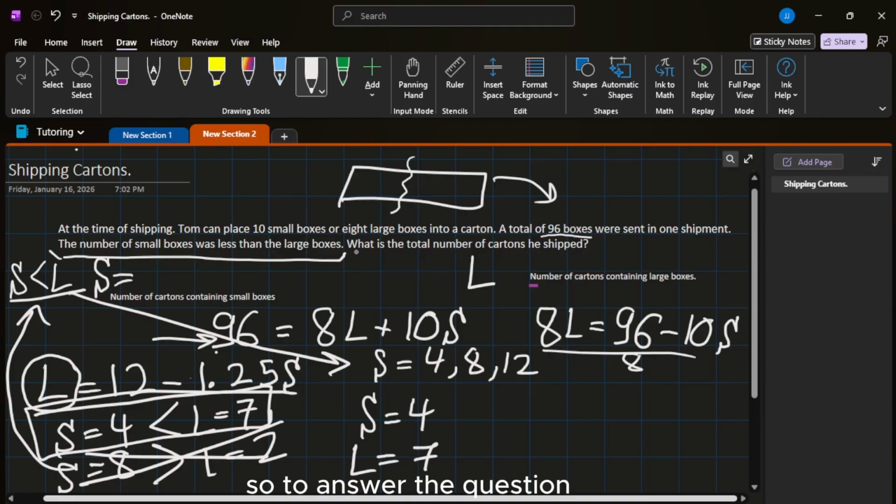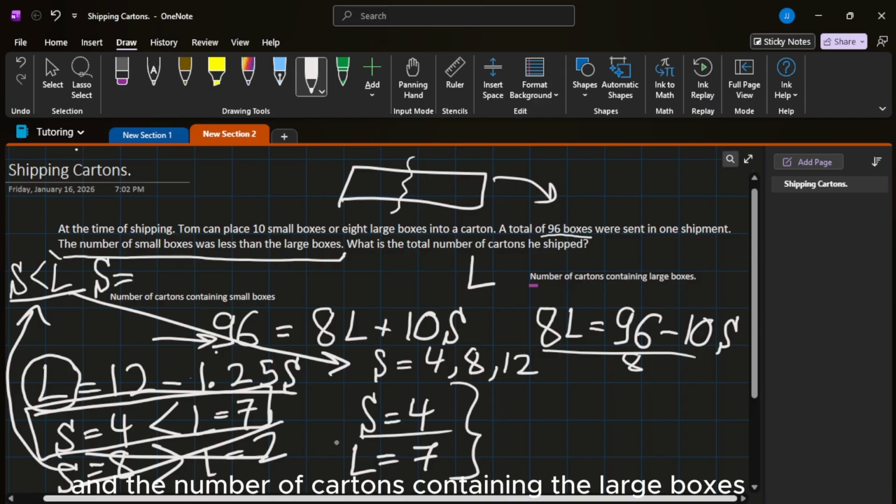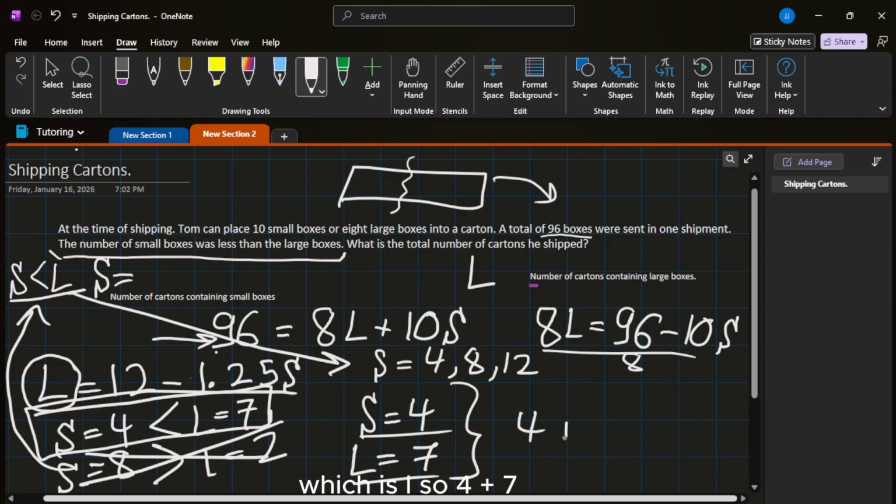So to answer the question, what is the total number of cartons he shipped? Well, we simply add the number of cartons containing the small boxes, which is S, and the number of cartons containing the large boxes, which is L. So 4 plus 7, and this will give us 11.